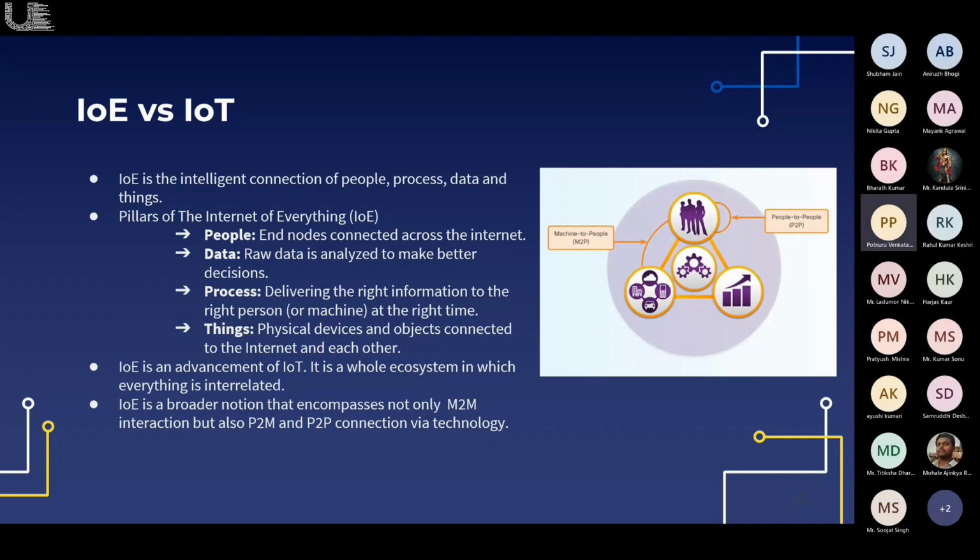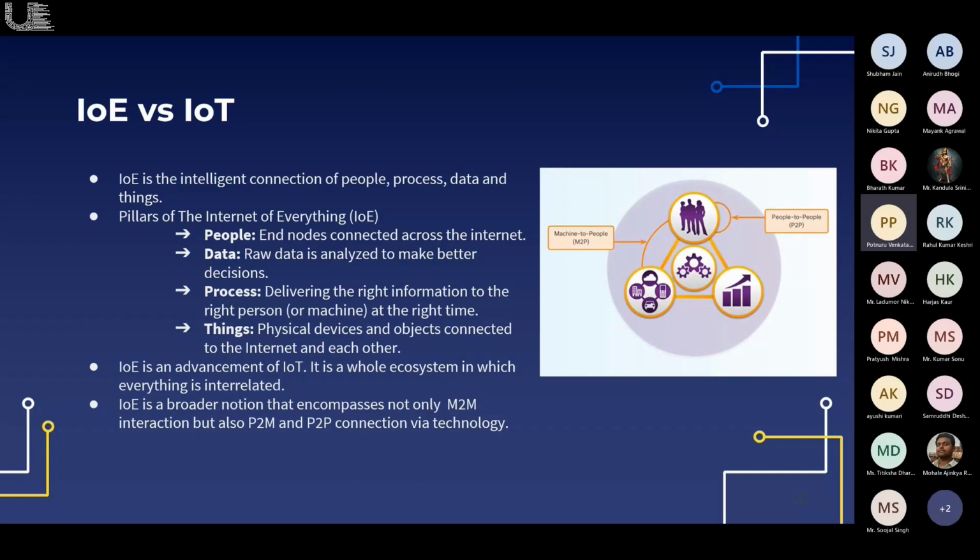People are the end nodes connected across the internet. Data is the raw data which is analyzed to make better decisions. Process ensures that the right information is delivered to the right person at the right time. And things are nothing but the physical devices and objects that are connected through the internet with each other. While things is the only pillar of Internet of Things, Internet of Everything constitutes all of these. It is basically a whole ecosystem where everything is interrelated.